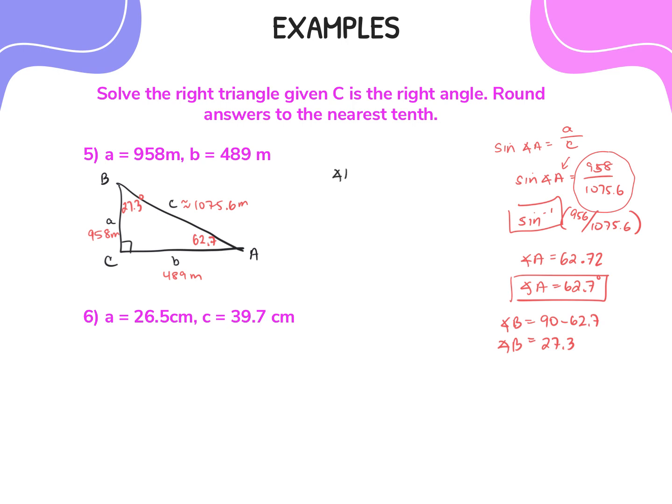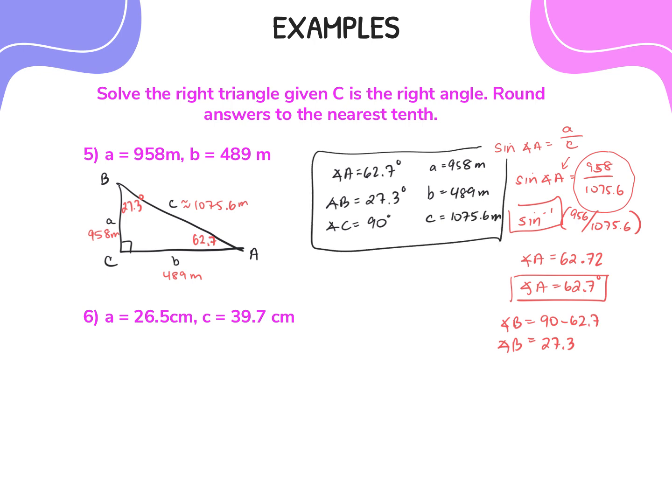Okay, so for this problem, these are our answers. We have angle A equals 62.7 degrees, angle B equals 27.3 degrees, angle C is always 90 degrees. Little a was given at 958 meters, little b was given for 89 meters, and little c was calculated using the Pythagorean theorem. And so these are the solutions to the triangle.